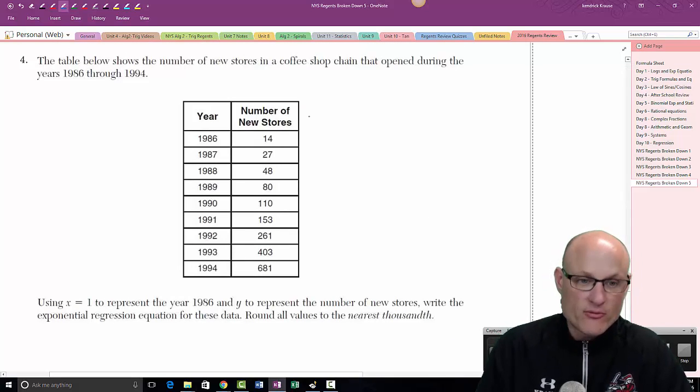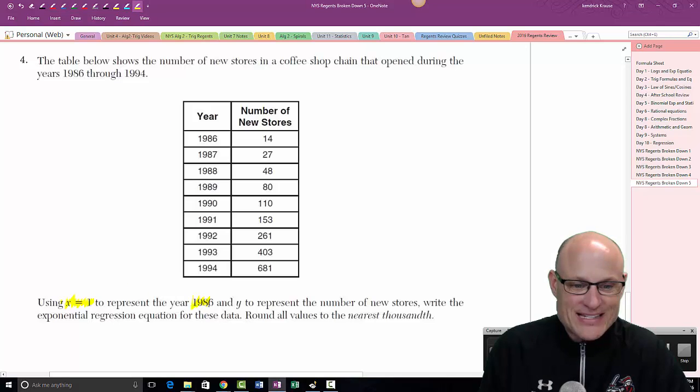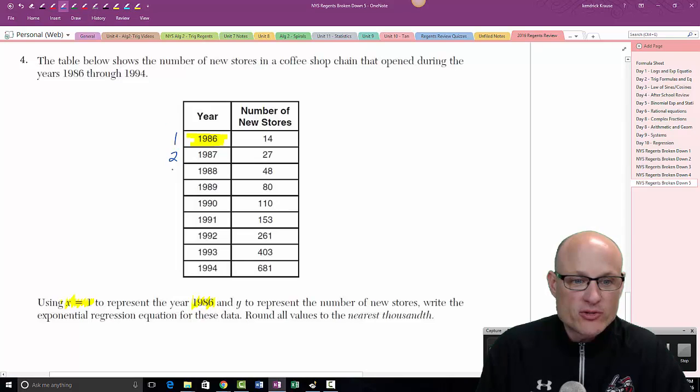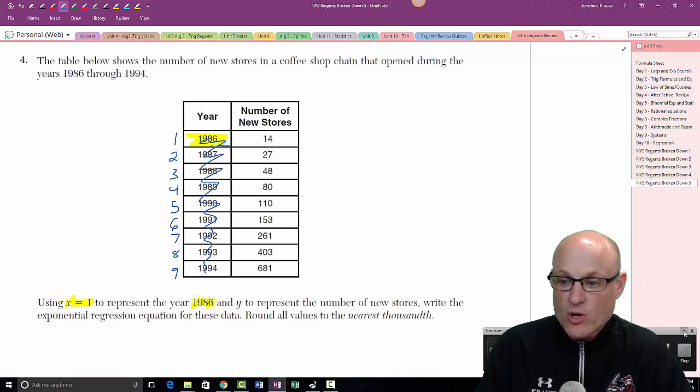X equals 1 to represent the year 1986. That's right here, 1986. So what it's saying is use 1 to represent this. If that's 1, then this has to be 2, then this 3, then this 4, then this 5, then this 6, and this 7, and this 8, and this 9. So you can't use these numbers in our table. We have to use the numbers that we have starting with 1.